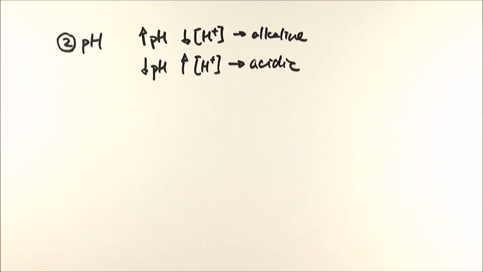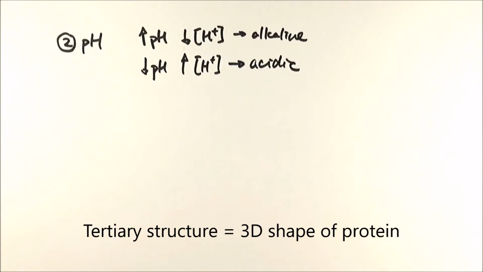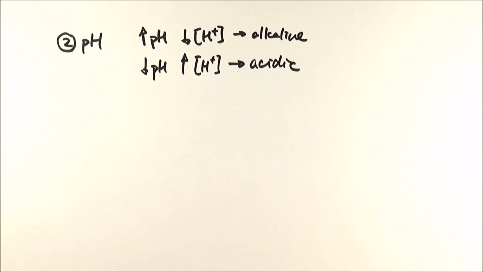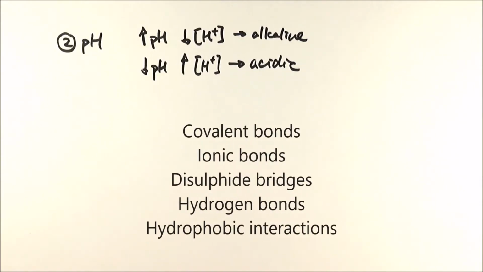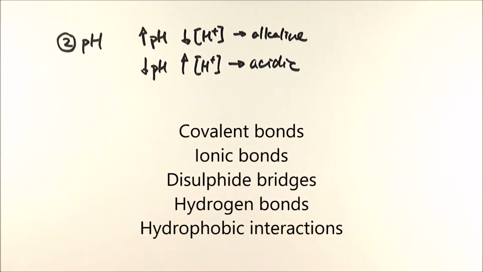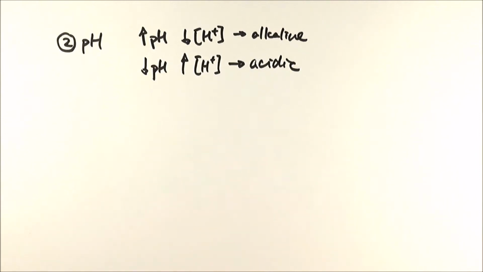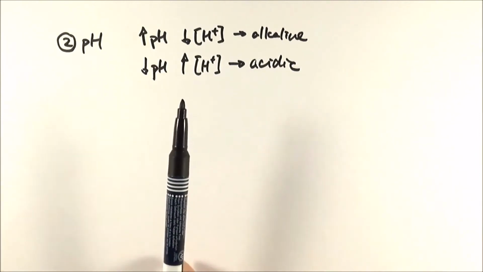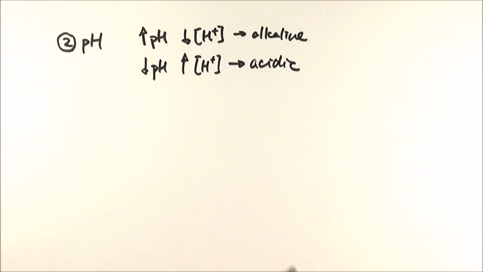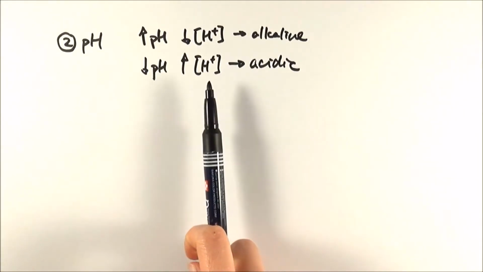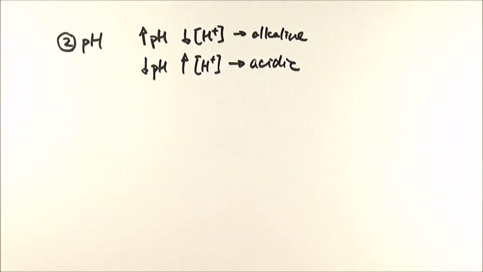If you go back to one of our previous videos, you will see that we have different protein structure levels. There is a particular bit, for example, in the tertiary structure, which is the 3D shape of the protein. It's held together by different types of bonds, and some of them are covalent bonds or ionic bonds, disulfide bridges, hydrogen bonds, hydrophobic interactions, that sort of stuff. pH, like we mentioned earlier, relates to the proton concentration, and these protons can then affect the protein structure.